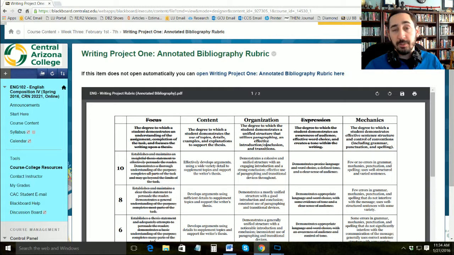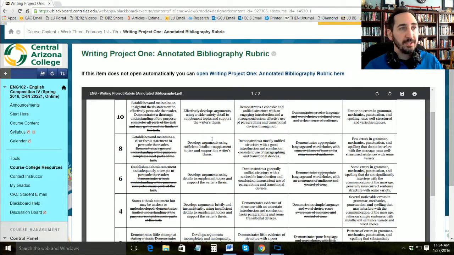Organization, it's how well did you organize your essay. Did you follow the template? And if you didn't follow the template, is it easy for me to understand and follow based on how you did organize it? And then content, that's how well you did at summarizing, assessing, and evaluating or reflecting on each source that you used. So again, that's out of 10 points.